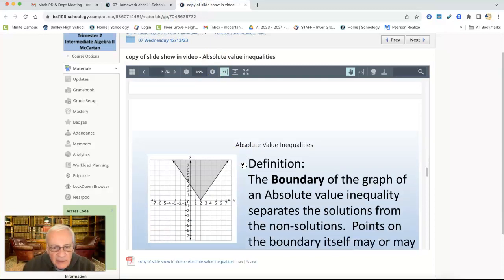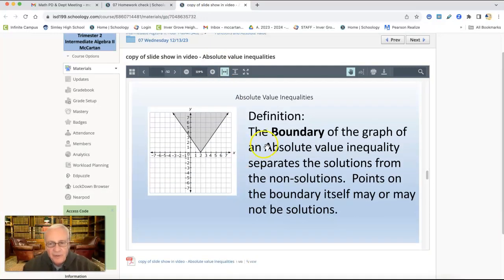All right, the next thing, the boundary itself. The boundary of the graph, it separates the solutions from the non-solutions. That's what it does. Points on the boundary itself might be part of the solution if it's solid, or they're not a part of the solution if it's dotted.